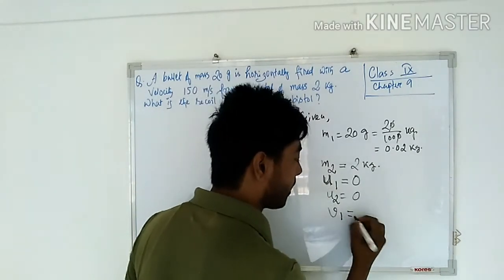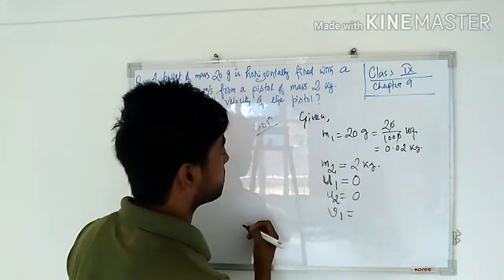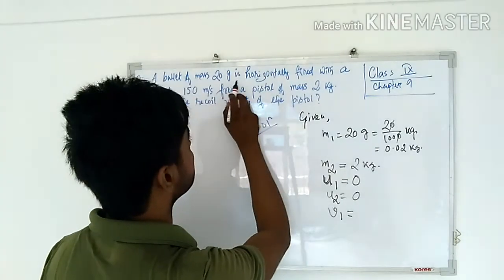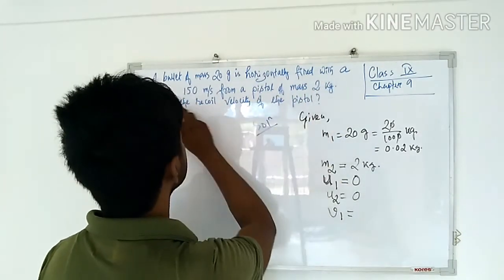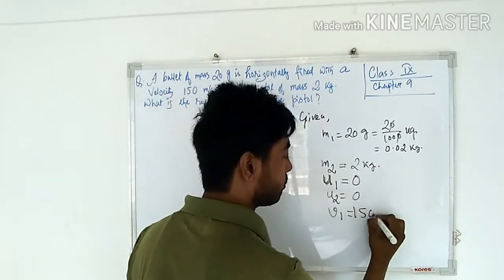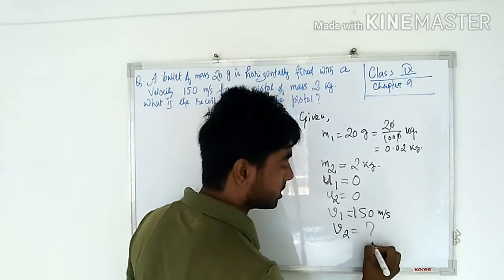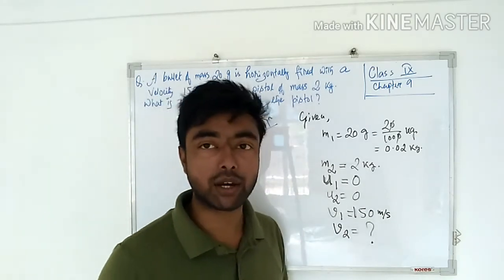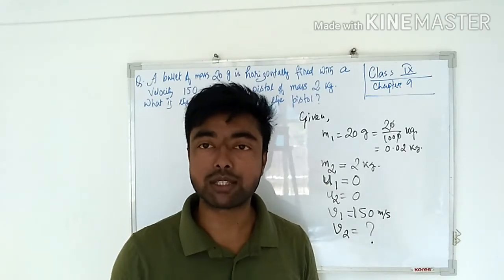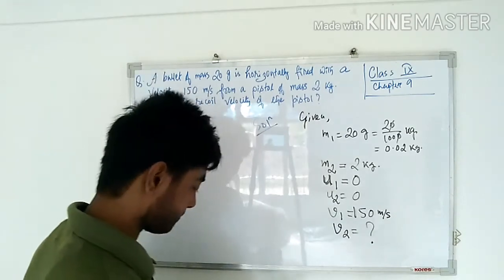V1 after firing, final velocity. After firing, velocity of what? After firing the velocity of the bullet, it is given a bullet of mass 20 gram is horizontally fired with a velocity of 150. It is given 150 meter per second, and we need to find out V2 is equal to what? After firing, the speed of what? The velocity of the pistol, which is the recoil velocity, you need to calculate. Clear? Now let me do here.